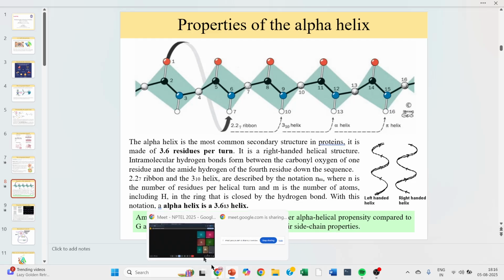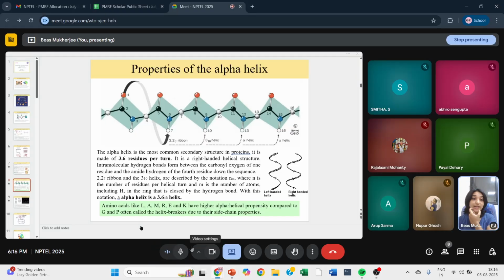Next, what happens in the case of an alpha helix? See this image, it's a very interesting image, and try to understand it. The alpha helix is the most common secondary structure in proteins. It is made up of 3.6 residues per turn. So what happens is, this red atom, this is actually oxygen.